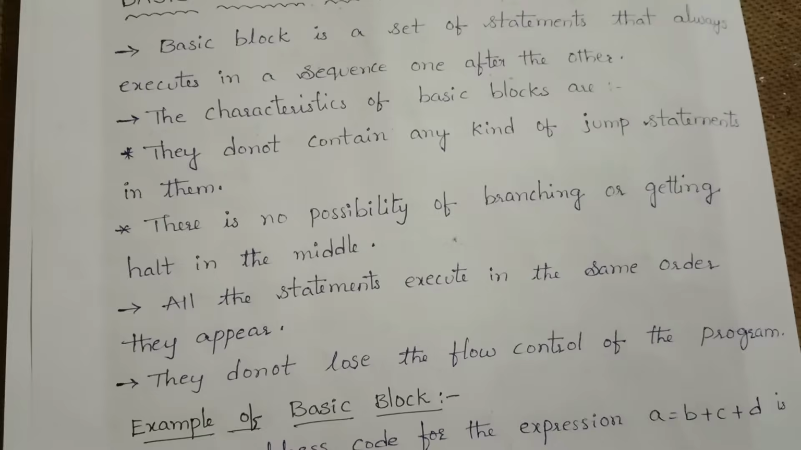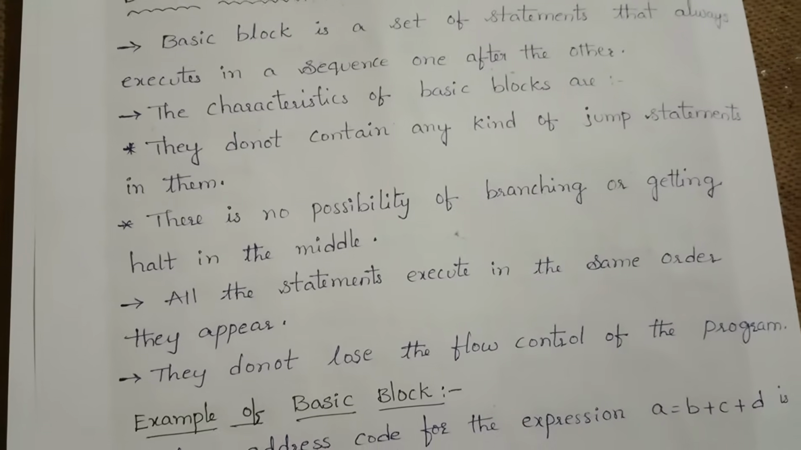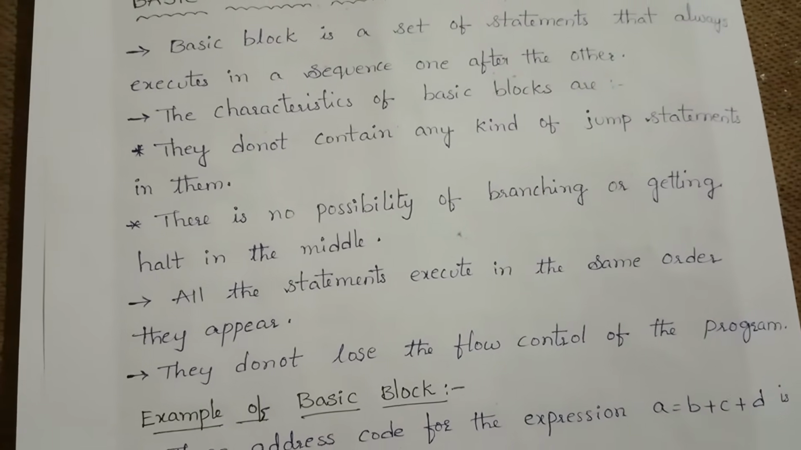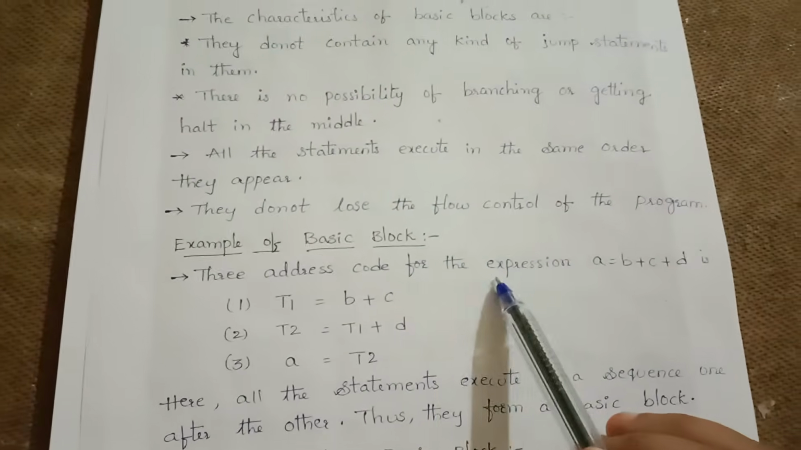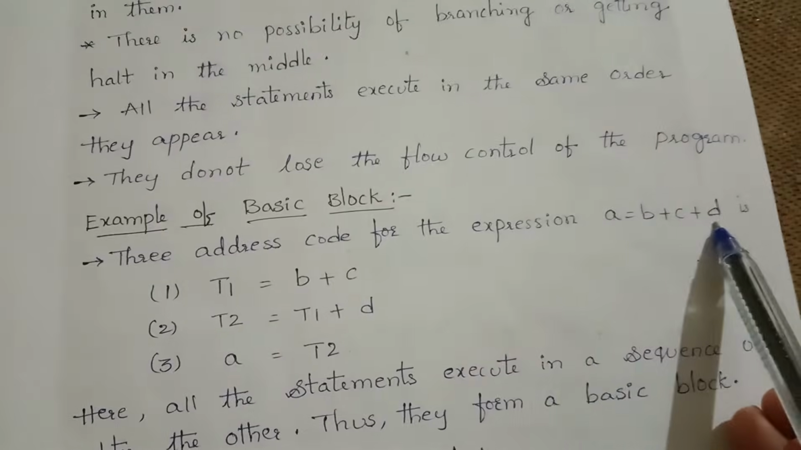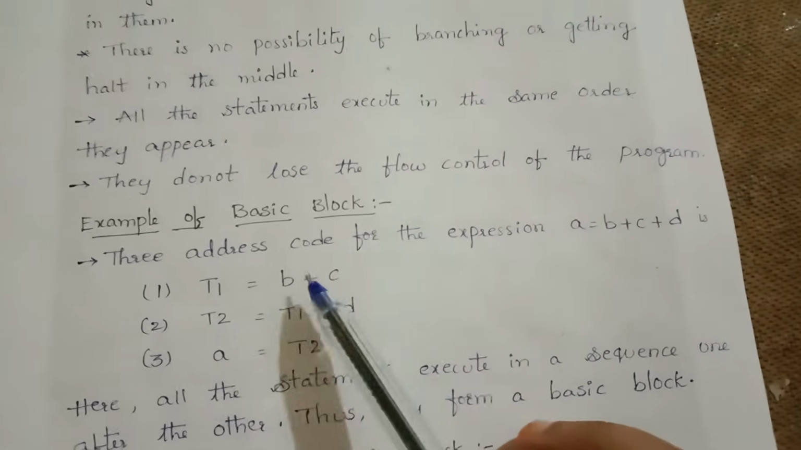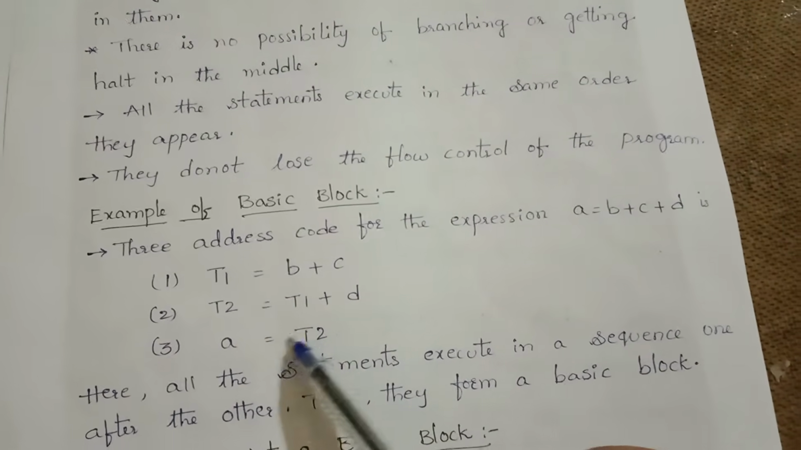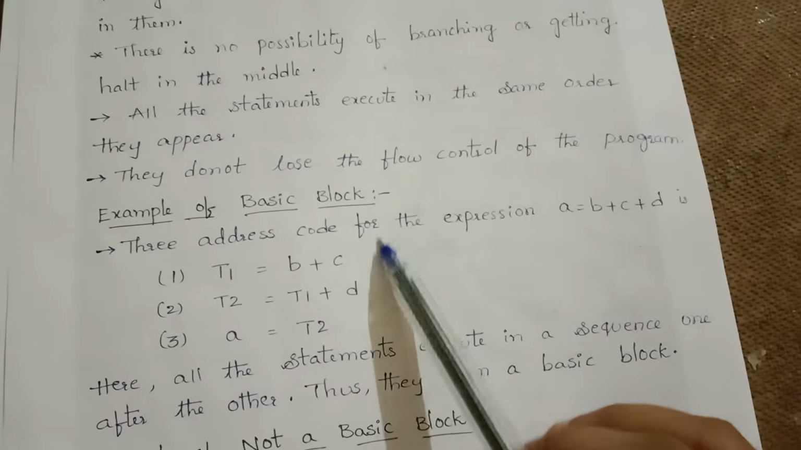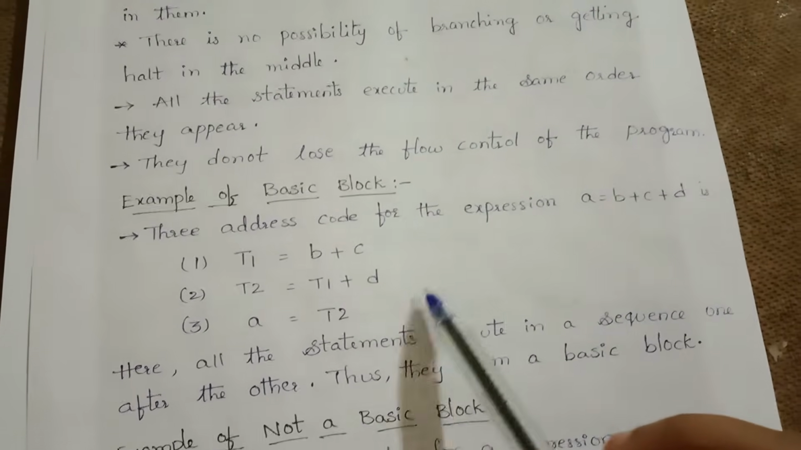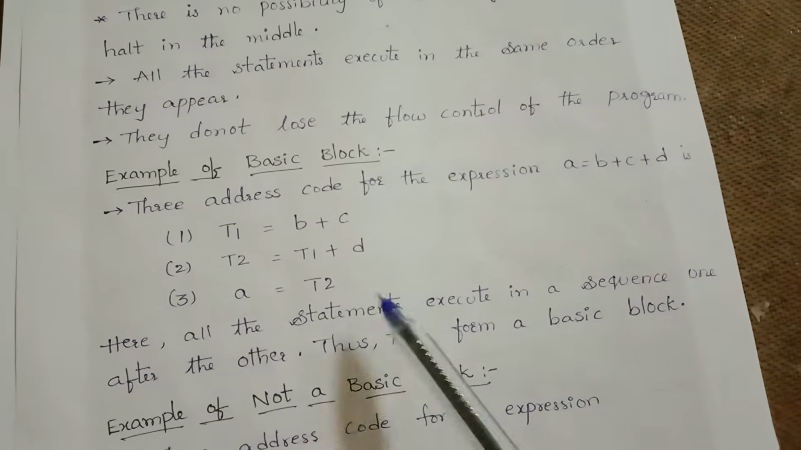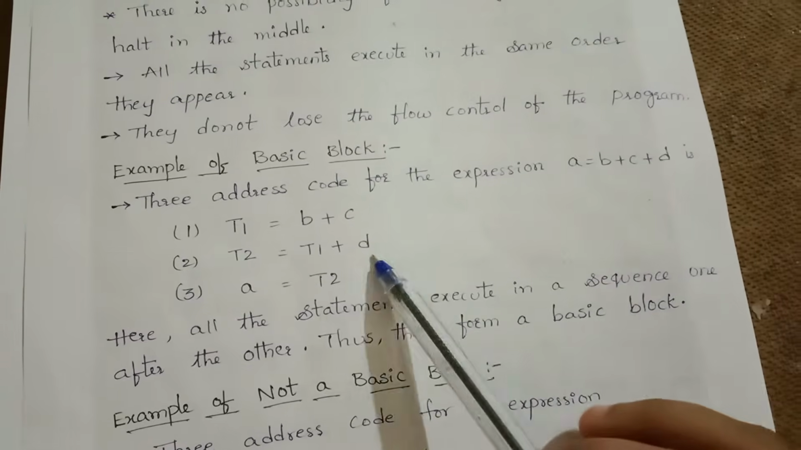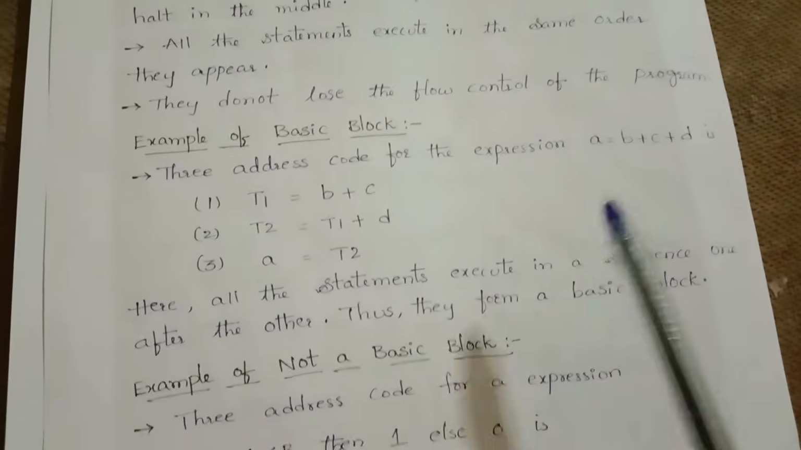All the statements execute in the same order they appear. They do not lose the flow of control of the program. So the example of a basic block is the three address code for the expression A = B + C + D. So T1 = B + C, T2 = T1 + D, A = T2. This is how we divide the expression in the form of three address code. Here all the statements execute in a sequence one after the other. Thus they form a basic block.